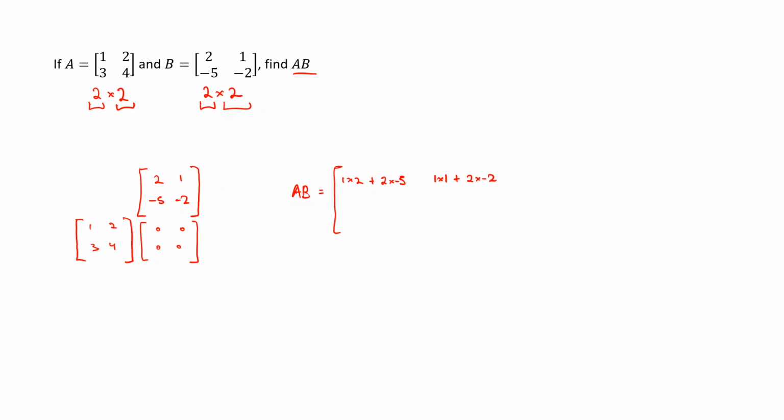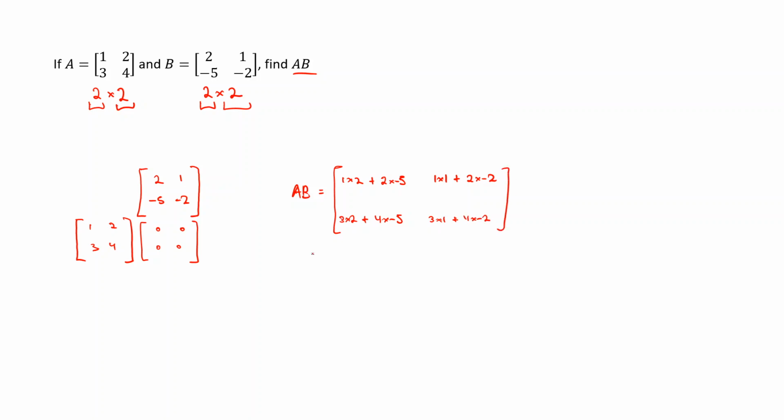Okay. Second row, first column. So we're going to do 3 times 2 first plus 4 times negative 5. And finally, second row, second column. We're going to do second row of A, second column of B, 3 times 1 first plus 4 times negative 2.